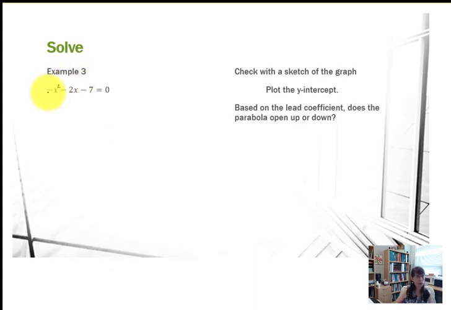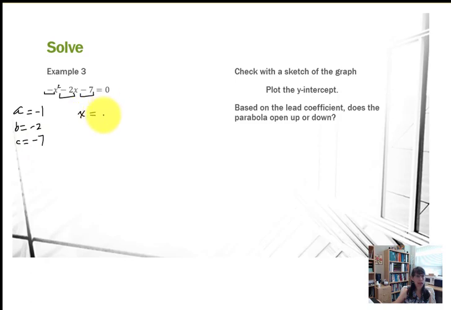In example 3, we have negative x squared minus 2x minus 7 equals 0. So we have the proper order and equal to 0. So it's standard form. Value of a, that negative, remember, represents negative 1. Value for b is negative 2. And c is negative 7. So everything is a negative this time.